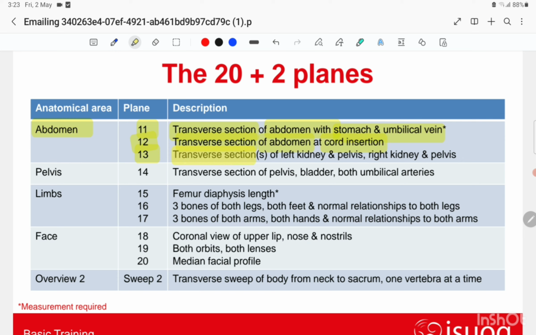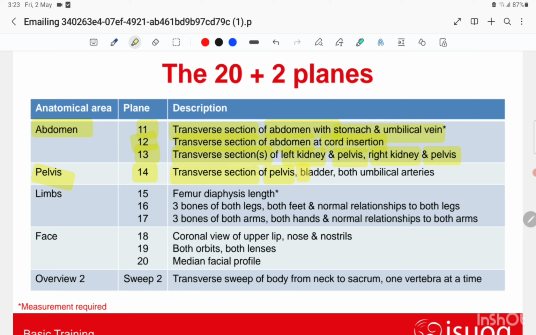Then plane 13 is the transverse section of the left kidney and the pelvis, and the right kidney and the pelvis. So basically the abdomen planes are 11, 12, 13, and then plane 14, the fifth anatomical area, is your pelvis. In the pelvis, the anatomical plane is 14. That, as described, is where to look at the transverse sections of the pelvis.